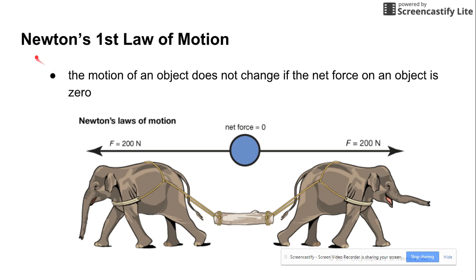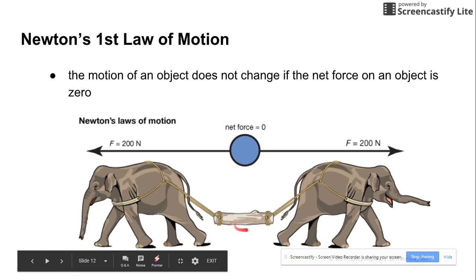Bringing us back to Newton's first law of motion. The motion of an object does not change if the net force is 0. So neither of these elephants are going to move. They're not going to break this log in the middle. They're just going to keep staying there and pulling at the same force and stay in the exact same spot.